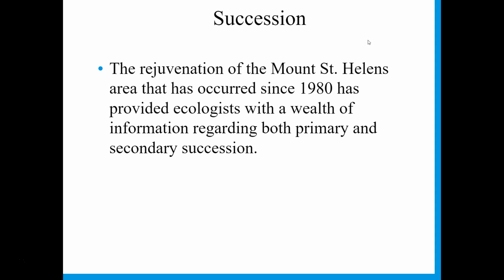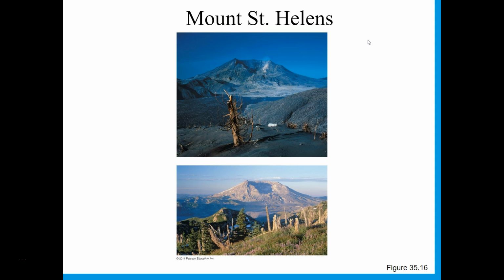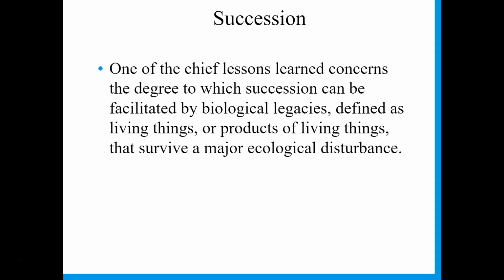The rejuvenation of Mount St. Helens that occurred in 1980 has given us a lot of information about primary and secondary succession. So there's Mount St. Helens. You can see it's just absolutely decimated everywhere around here. And years later, you can see things are beginning to grow back. Another important lesson we learned from St. Helens was that while the models of primary and secondary succession are useful, they aren't necessarily always going to be 100% true. You have lots of intermediate things.